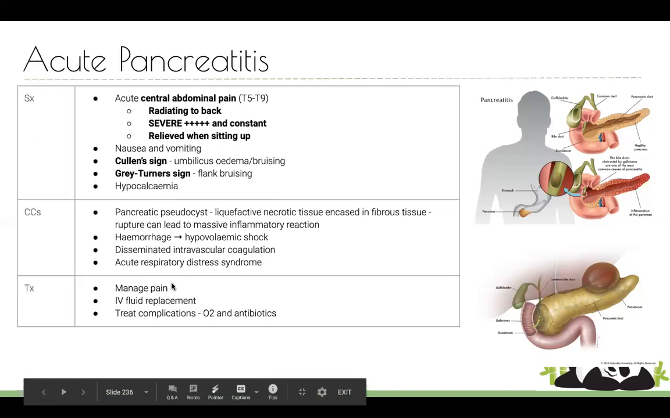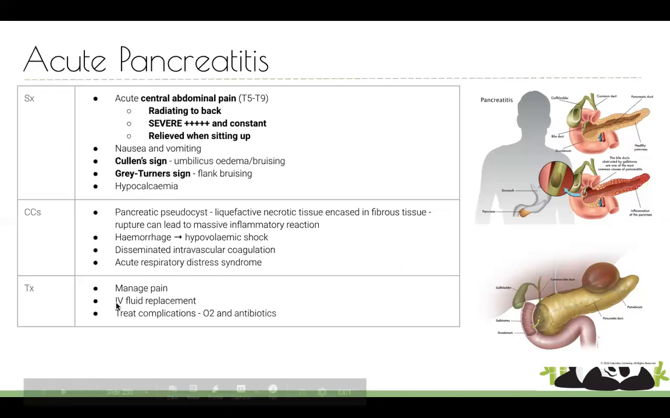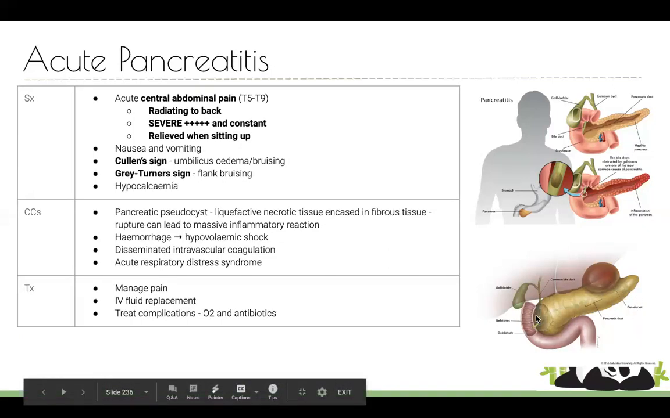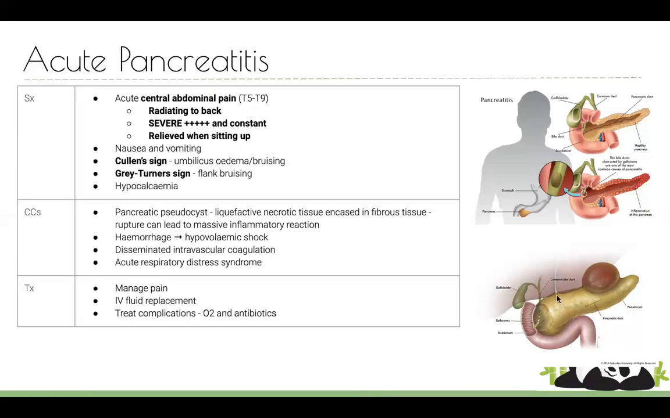In terms of management, manage the pain, IV fluids, treat the complications, give them antibiotics. And then if it's really bad, if they have a cyst or something, then you have to go into surgery and actually get that stuff out.